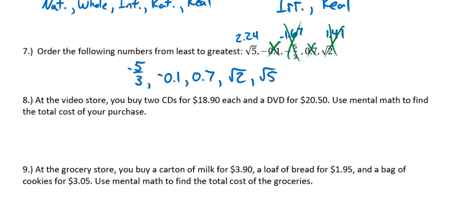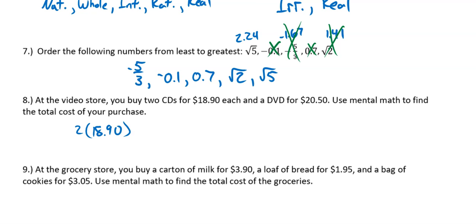If I look at this one, it says, at the video store, you buy 2 CDs for $18.90 each, and a DVD for $20.50. Use mental math to find the total cost of the purchase. If you're looking at something like this, the whole idea is breaking this into pieces. We could plug this into a calculator, but we want to make sure we're exercising those mental math skills. I want to do 18.90 times 2, because I bought 2 of those.